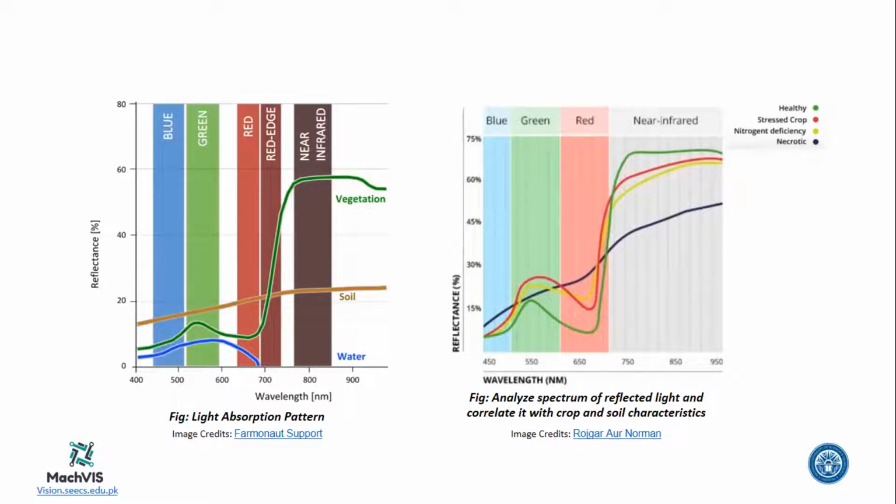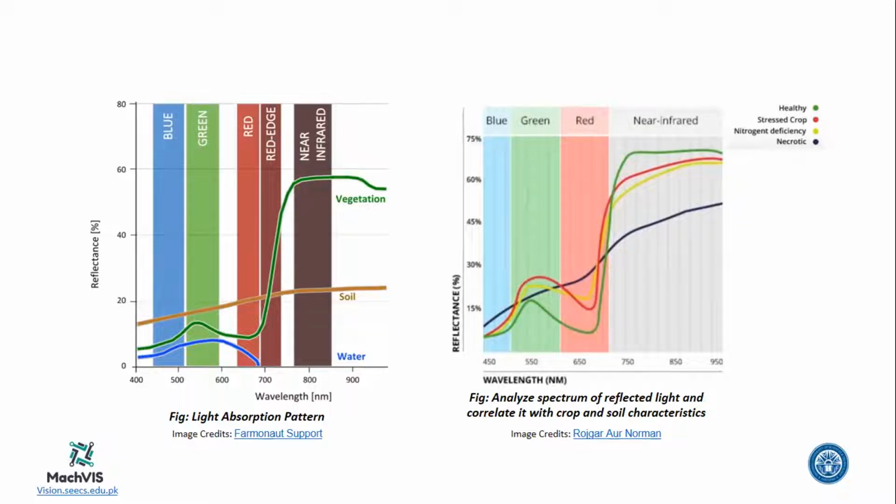But when it comes to red edge and infrared, you can see the reflectance pattern of the vegetation exponentially grows in red edge and NIR. That's why they are very often used in the analysis of crop health monitoring.